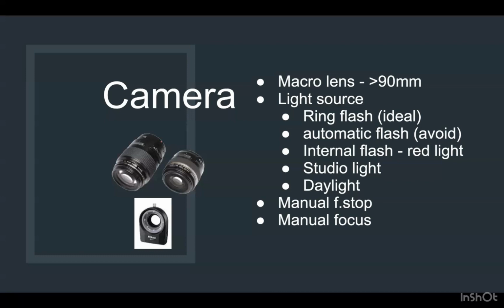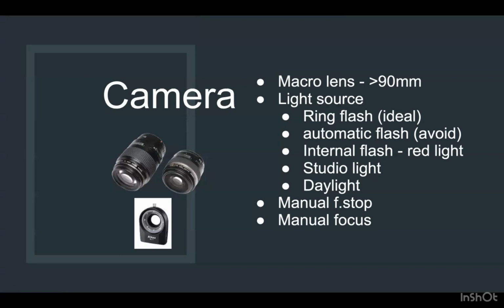Always you need to have a good flash. The ideal flash is a ring flash. You can put it on any of your camera systems. It's something detachable that you can buy and attach. Then there is the automatic flash, which usually should be avoided, because with an automatic flash, shadows come on the side. So you need very good lighting on the side.